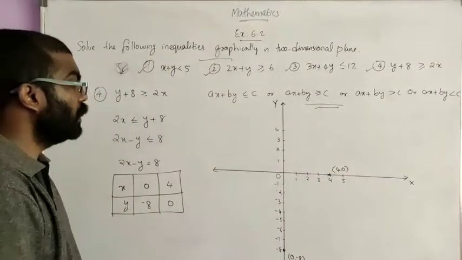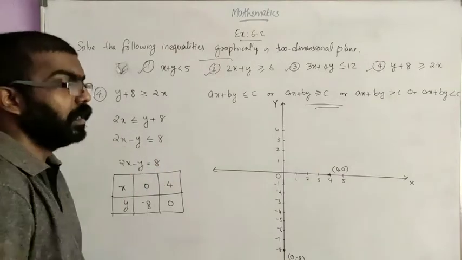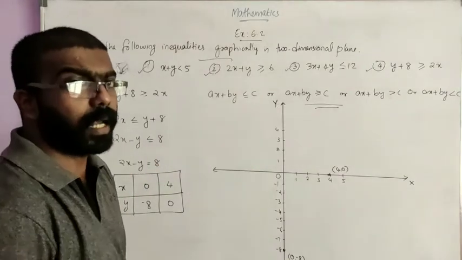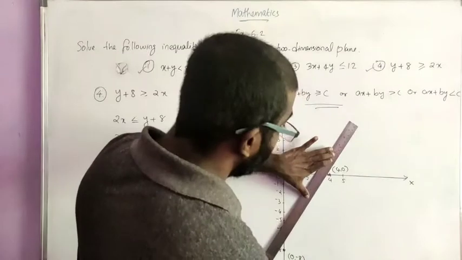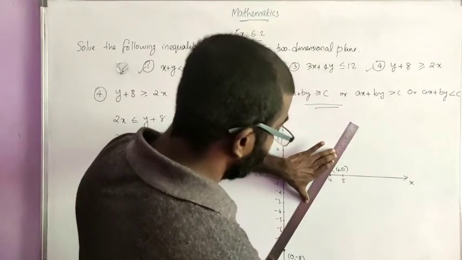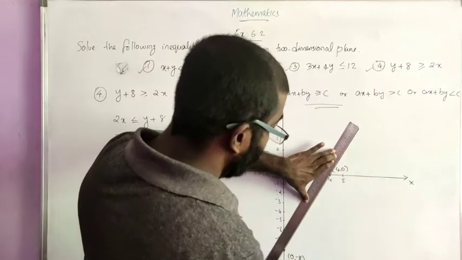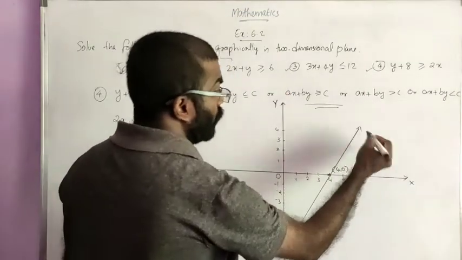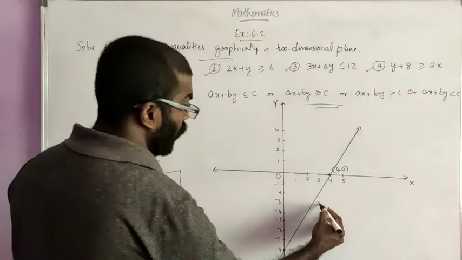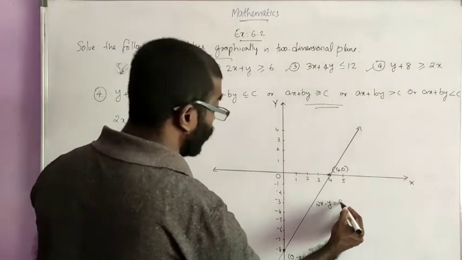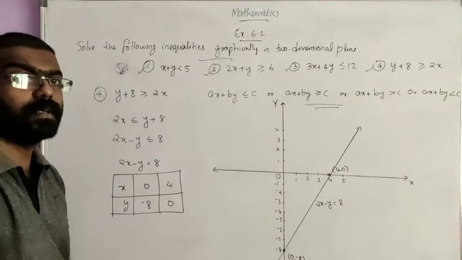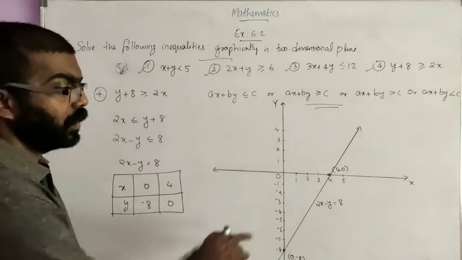Now we can join these 2 points. Here also equality, so using a dark line or straight line. So here we can write 2x minus y is equal to 8, this equation. Now we have to check the point 0, 0.